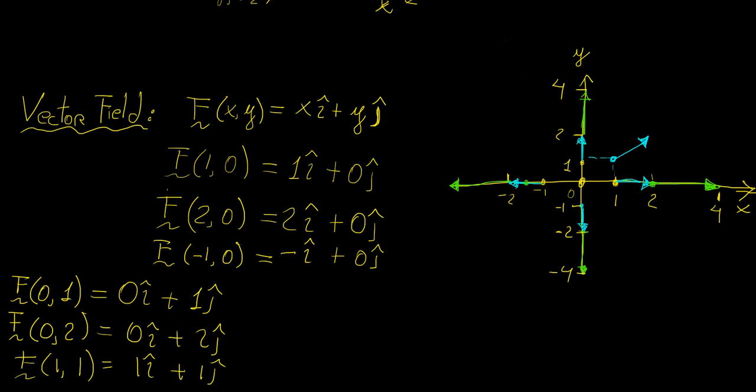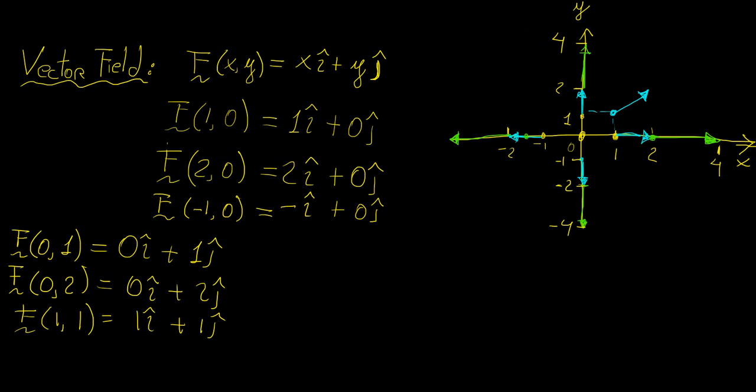Now, if we take another vector, let's say we take the vector 2, 2, then what we're going to have is a vector 2 along the x direction plus 2 along the y direction, and this is basically going to start from this point here.